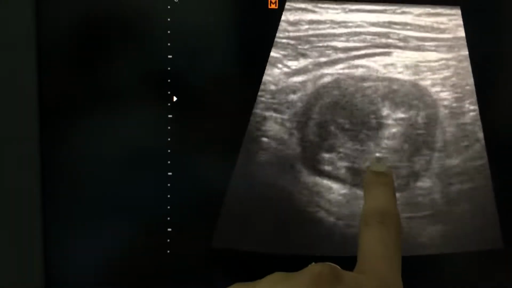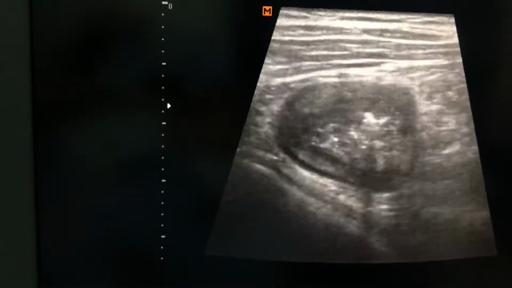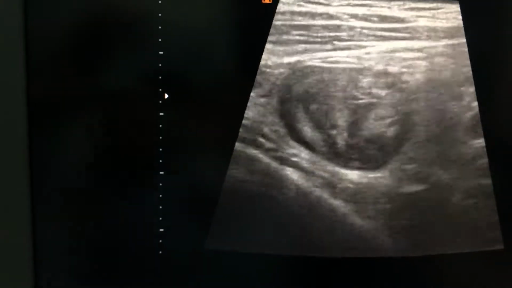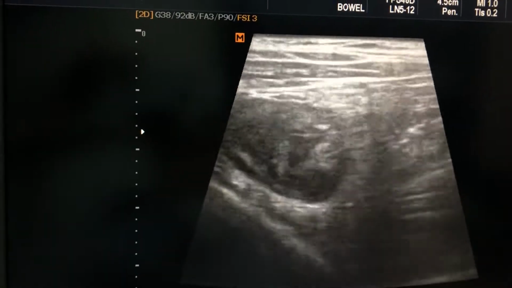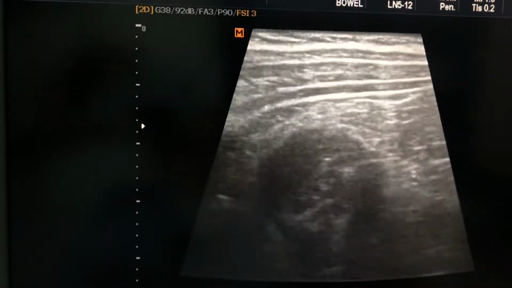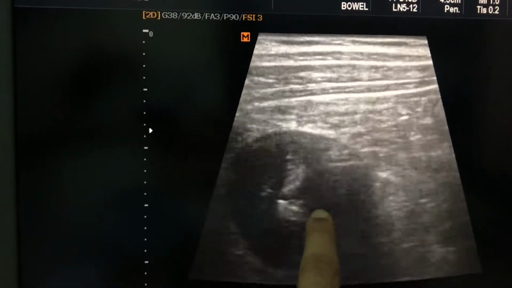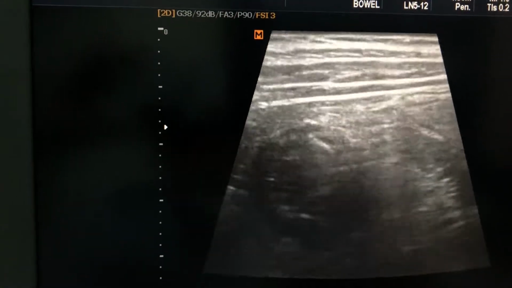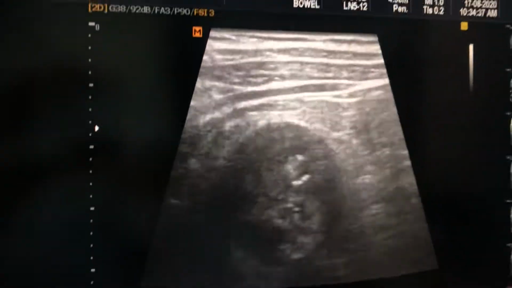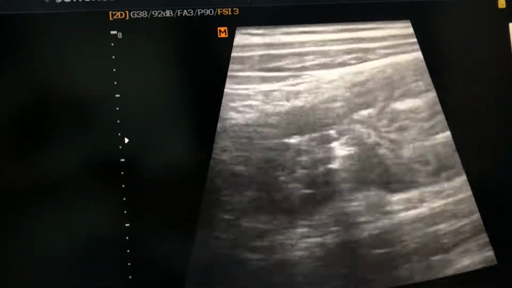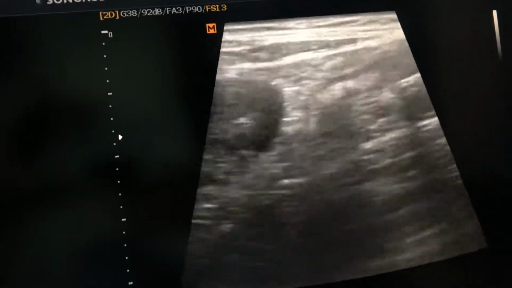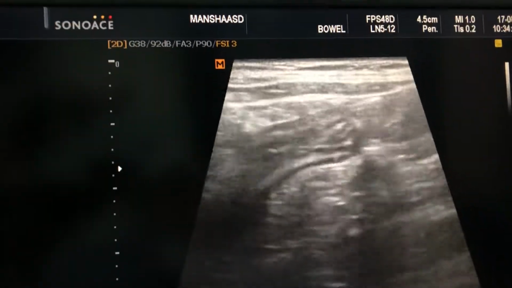This cecum is significantly thickened and symmetrically edematous, with preservation of wall stratification. If we go further up, the ascending colon is also involved here. The probe is placed on the right hypochondrial region, and taking the longitudinal section, this is the cecum with ascending colon.